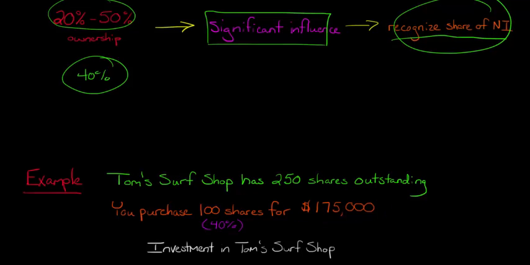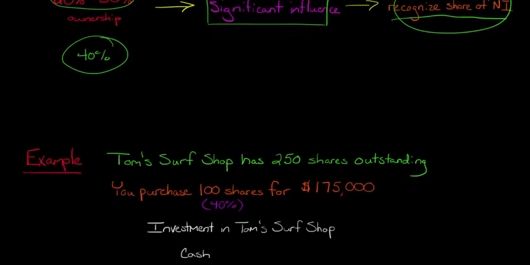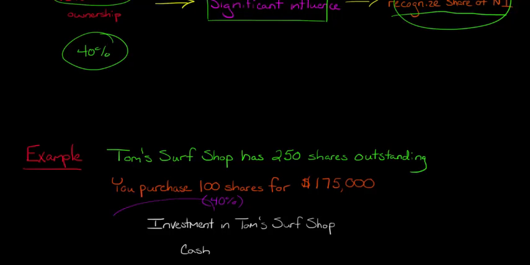So now we need to make a journal entry. What we're going to do is debit the investment in Tom's Surf Shop. Just call it investment or whatever you'd like to call it. And we will debit that for $175,000. Now, we're just going to assume you pay cash, so we're going to have a credit here for cash of $175,000. And this is just to reflect the purchase of 40% of Tom's Surf Shop.